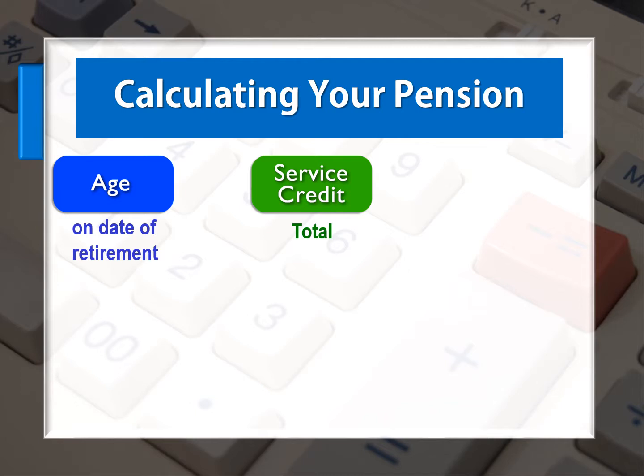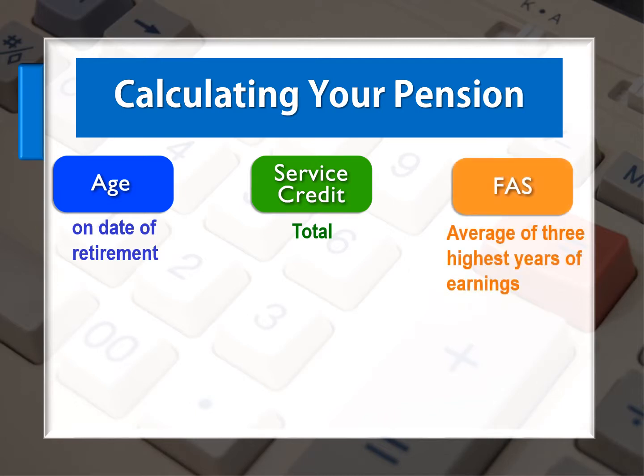And then the final factor we use is your final average salary, also known as FAS. Your FAS is the average of your 3 highest years of earnings, regardless of when you earn them. You should understand that if you choose to retire in the middle of a school year, your partial year's salary will still be included in the calculation of your FAS.